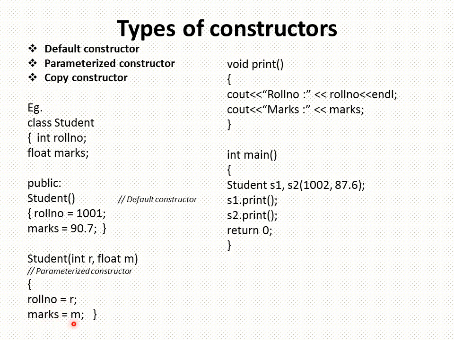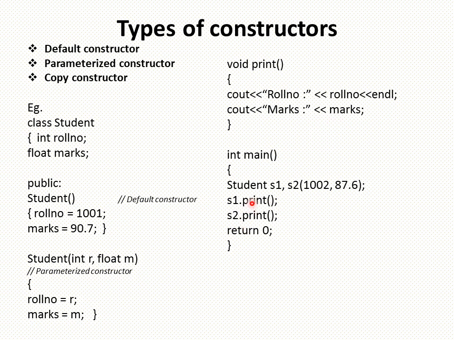And marks is equal to M. So marks is equal to here 87.6. And after this statement, S1.print(). So with the object S1, what are the values we have already given? 1001 and 90.7. So this print function will be executed, and roll number 1001, marks 90.7. That will be the output, first output.